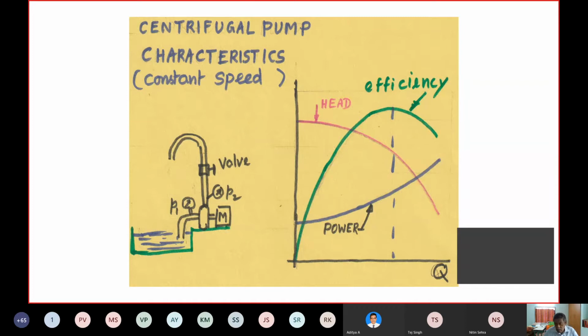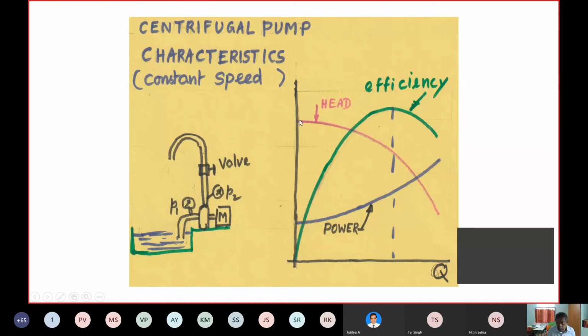Now you have the maximum efficiency point I have indicated. Corresponding to that, you will have a head, you will also have a power and all those things. That is supposed to be the design point. All other points, even discharge above or below, are all off design points. Some pumps will always have duty along the design point. Some may have off design duty also.